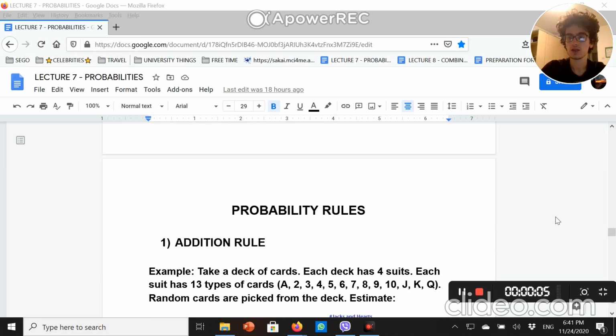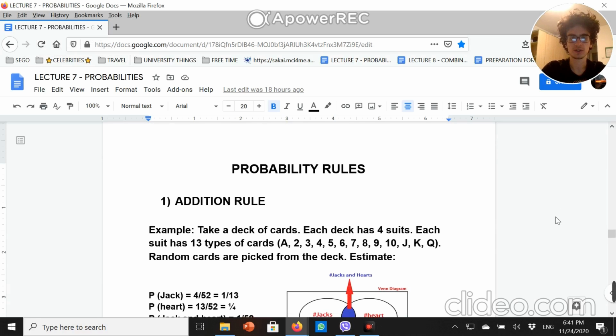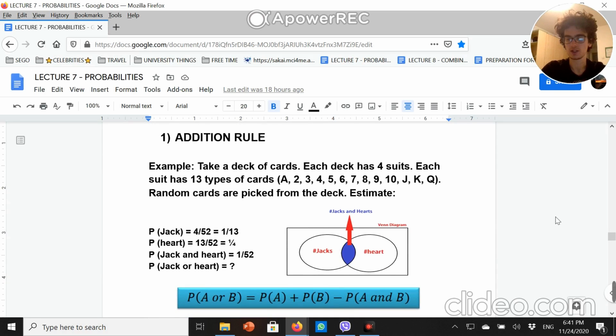So let's see, when it comes to a bit more complicated and complex questions, how would we solve them? First we're going to look at the addition rule, and we're going to go straight into an example because there's not that much theory that I can say about this. So take a deck of cards. Each deck has 4 suits, and each suit has 13 types of cards. So we have A, 2, 3, 4, 5, 6, 7, 8, 9, 10, J, K, and Queen, Q. Random cards are picked from the deck, and we need to estimate the probability that our card will be a Jack.